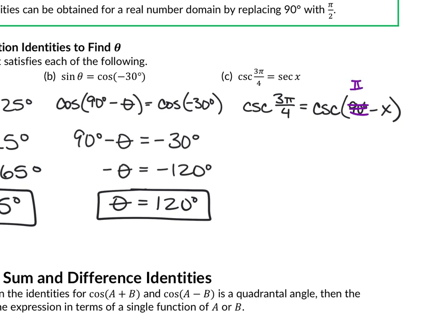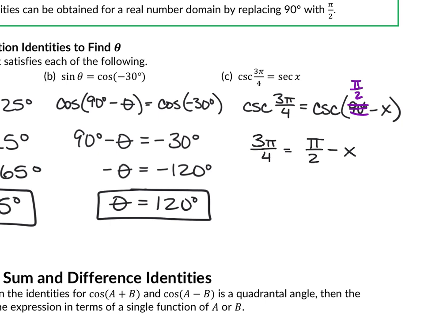Pi over 2. So when we're doing this one, we would need to switch our values into radians, but then the cosecant should be equal to the cosecant. So we know that 3 pi over 4 should be equal to pi over 2 minus x. I changed to x because the problem changed to x. If you kept theta, that's fine.